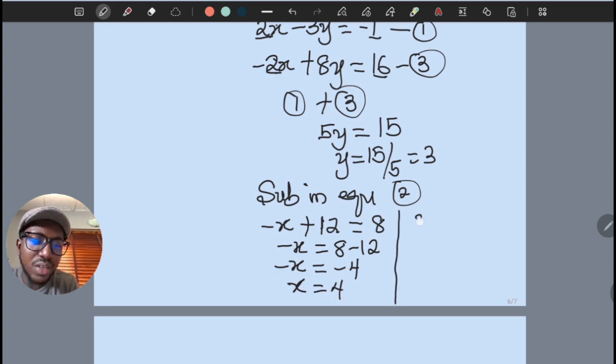And lastly, the question asks me to find the value of x plus y. Now my x is 4 and my y is 3. Hence, the value of x plus y is 7.